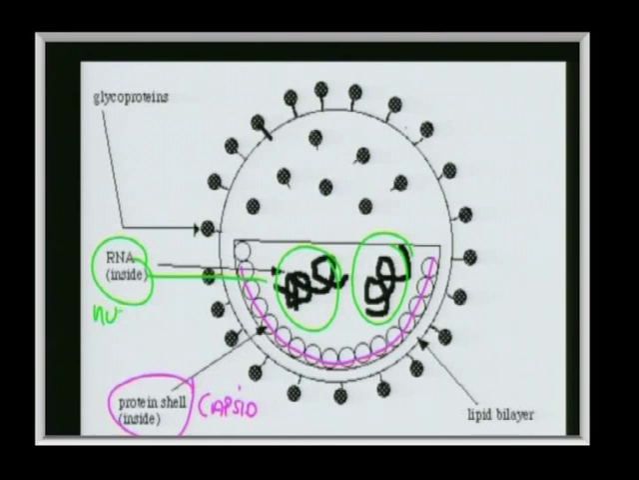Now, remember that I said that usually animal viruses have DNA and plant viruses have RNA. Well, this is an exception to that rule. This belongs to a group called retroviruses. They are animal viruses, and when they get into an animal cell, then they will change their RNA into DNA.